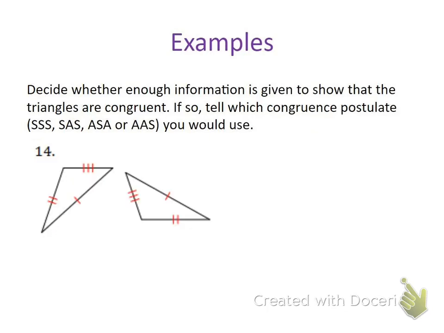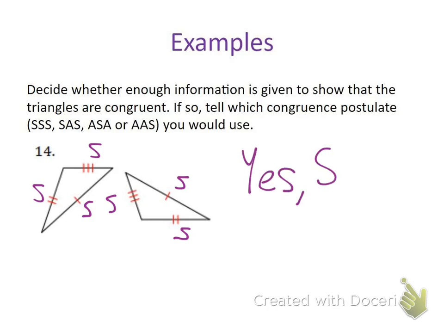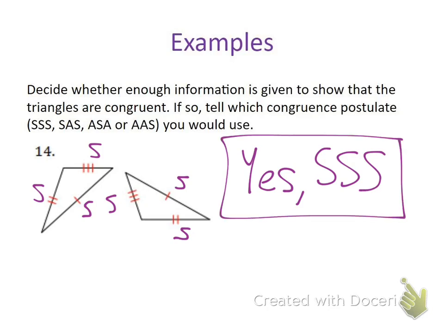Alright, let's see what we got here. I see a side, a side, a side. Is that one of ours? Yeah. So which one is it? Side, side, side. Now, if I didn't have enough information, let's just say I had two sides marked congruent. Let's say we didn't have this one. Then what would we write? Good, Chris. Not enough info.